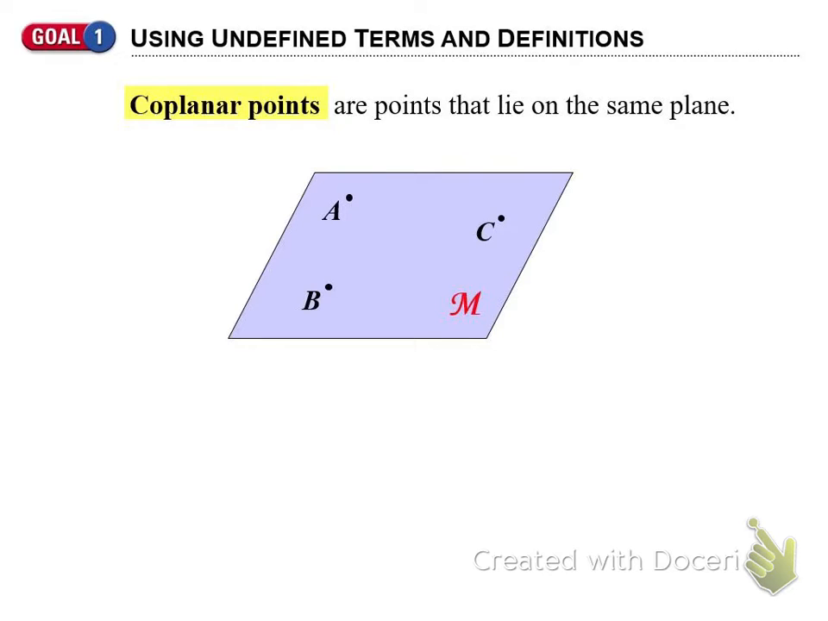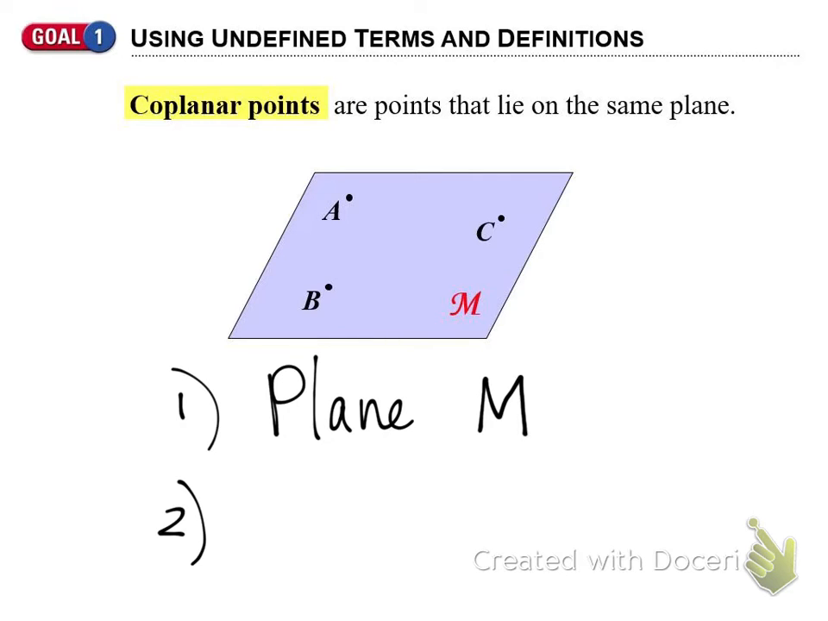So if I just said capital M, this would not name a plane. This would name a point. In order to name a plane, you have to write the word plane. So option 1 to name this plane is plane, and then that capital M. Plane and capital M.